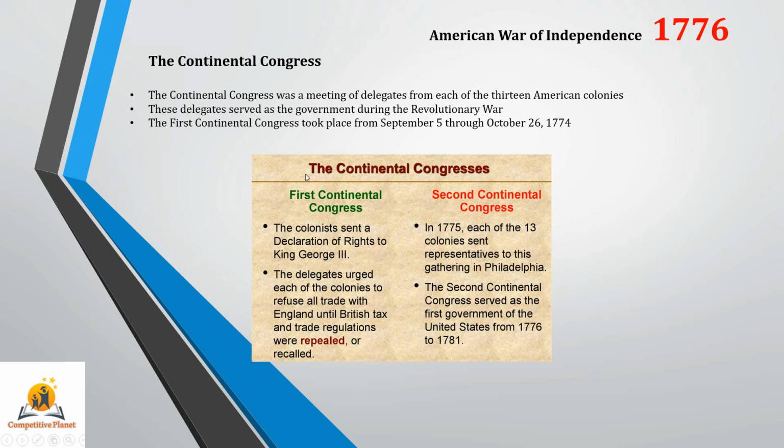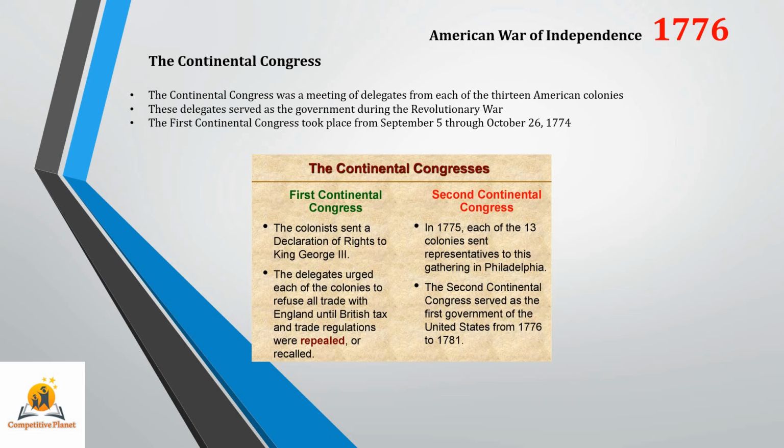Okay, here you can see the First Continental Congress. The colonists sent a declaration of rights to King George III. And the delegates urged each of the colonies to refuse all trade with England until the British tax and trade regulations were repealed. So they said they would not continue trade with England until the British stopped all the taxes and also the trade regulations on America.